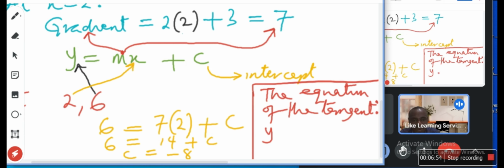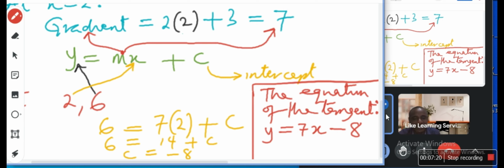So Y will be equal to, what did you get for M? I will run through this for you to understand again. What do you get for M? 7. Are you still there? 7x. What did you get for C? Minus 8. So this is the equation of the tangent.